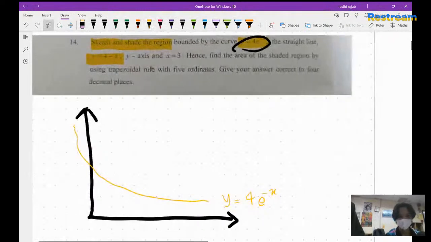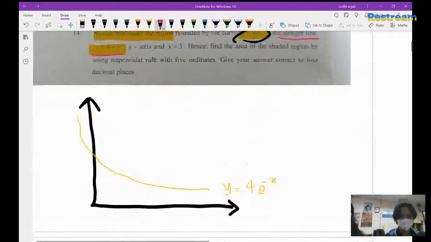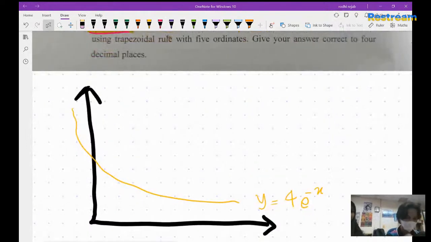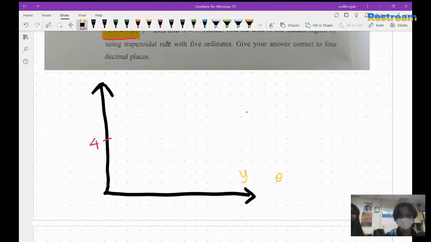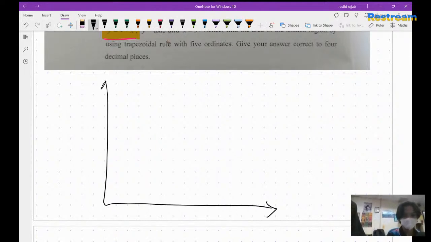And then you have to draw the next line, which is a straight line, y equals 4 minus x. 4 minus x meaning the line goes straight down and touches, this is 4, touches somewhere like this. Oh! Buruk lah. Sekali lagi. This is 4.